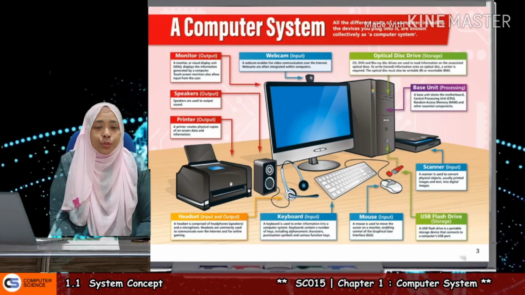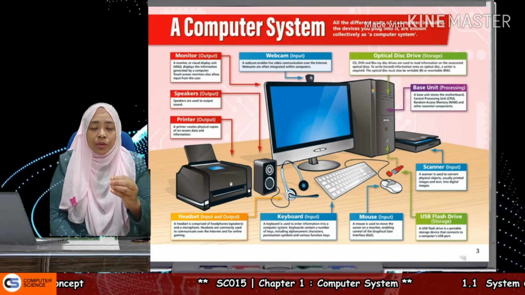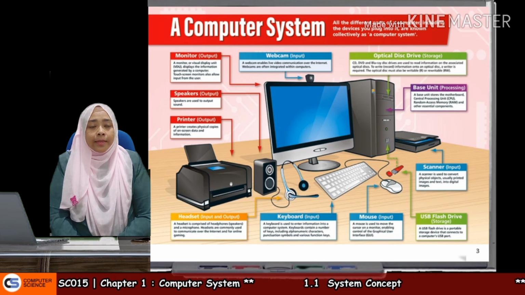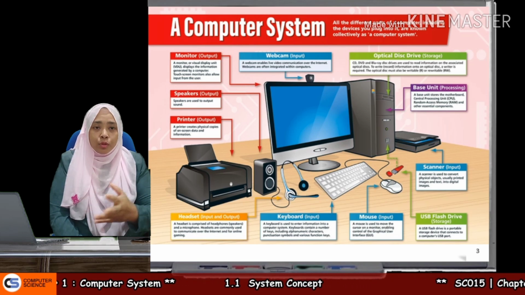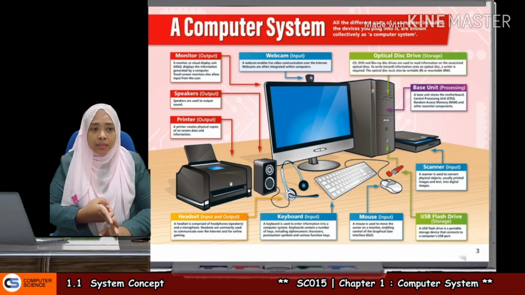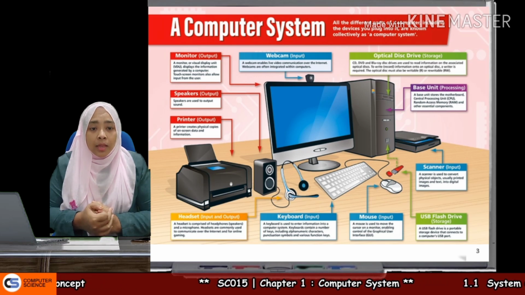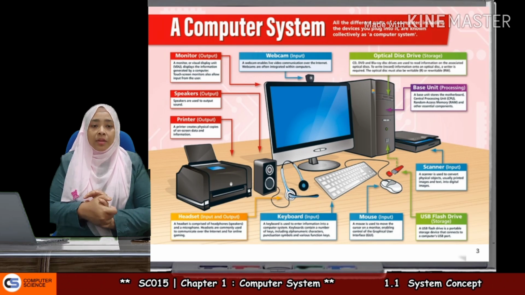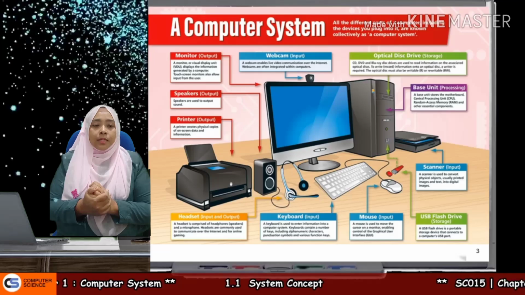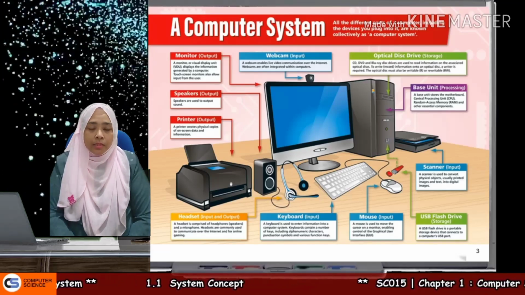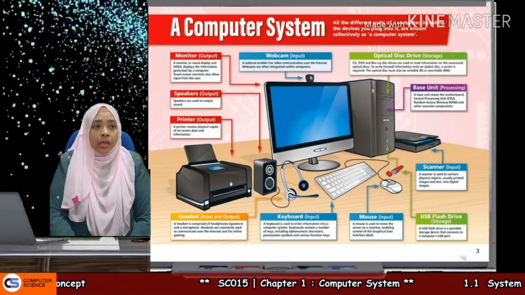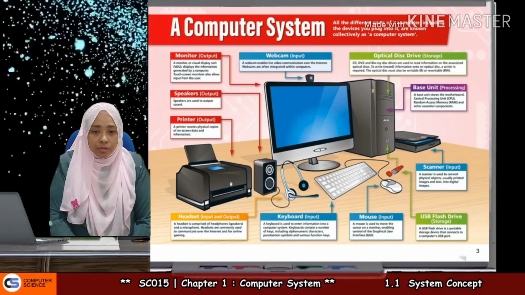The purple color is the base unit, or we call it the system unit. In the system unit, we have a processor to process all the data and the information. And then we go to the output devices, the red color. We have a monitor, the speaker, a printer. And here is a headset. A headset we can categorize as both input and output devices, because in a headset we have a microphone as an input device, and we have a speaker as an output device. And then we have the green color for the storage. We have the optical disk drive storage and USB flash drive storage.